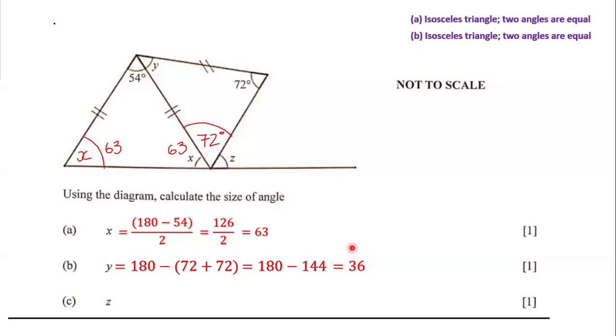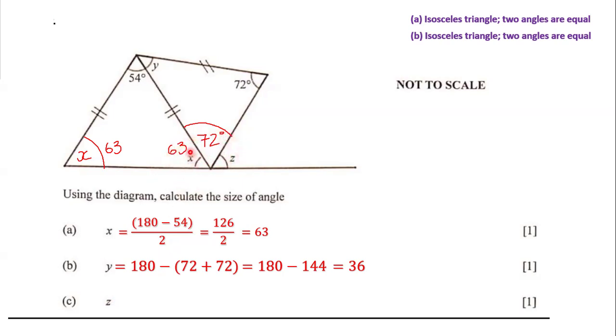Next, we need to figure out the size of angle Z. Now, angle Z is right here. And if you notice, right, we have X, we have 72, and we have Z. Now, all three of these angles are on this straight line at this common point, all right? And they must add up to 180 degrees. So that means that angle X, 72, and Z, if we add them up, they must add up to 180 degrees.